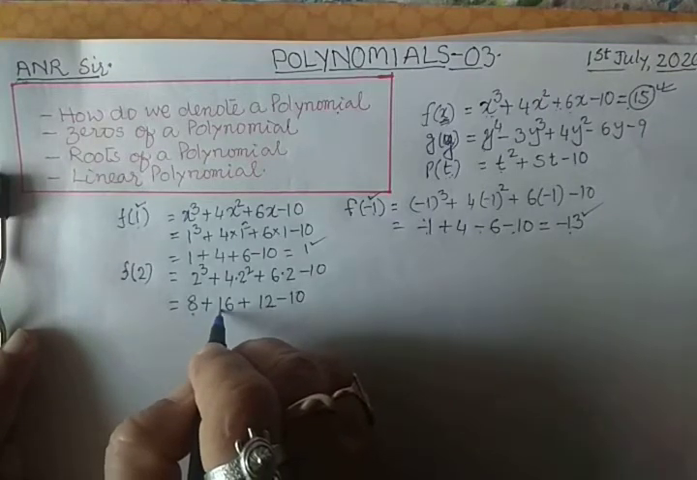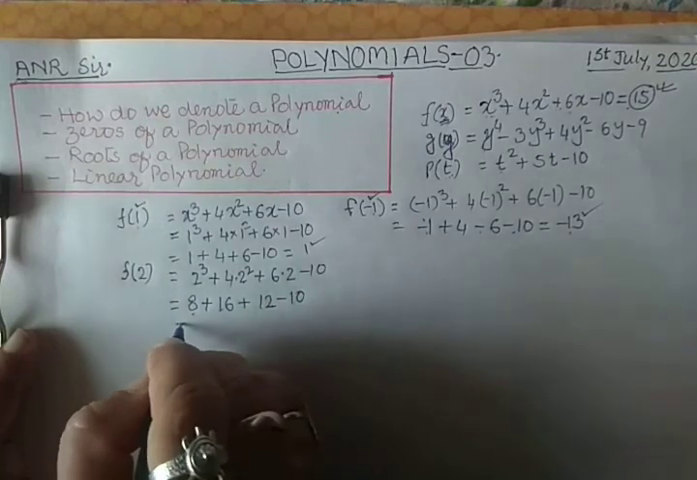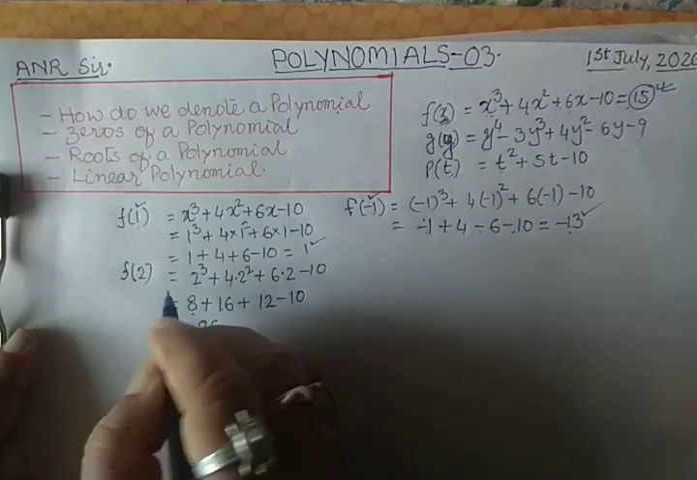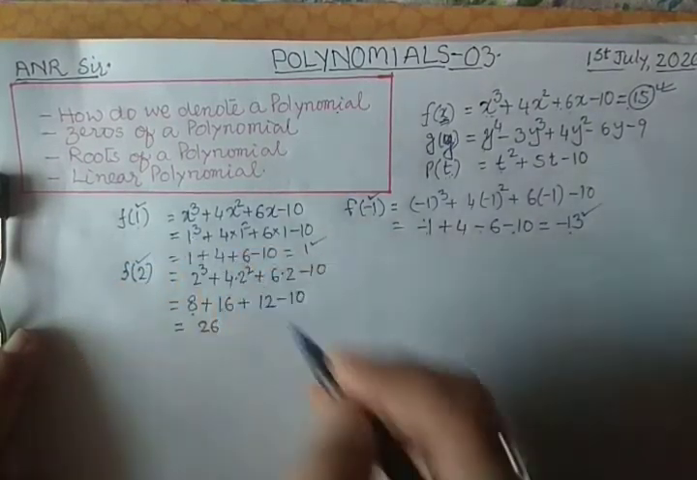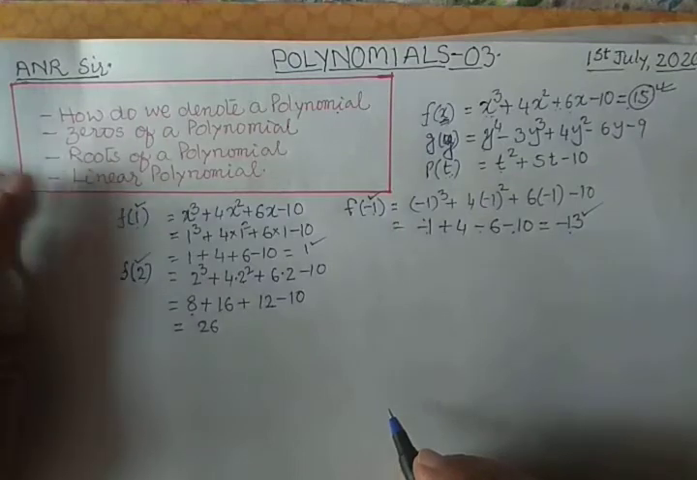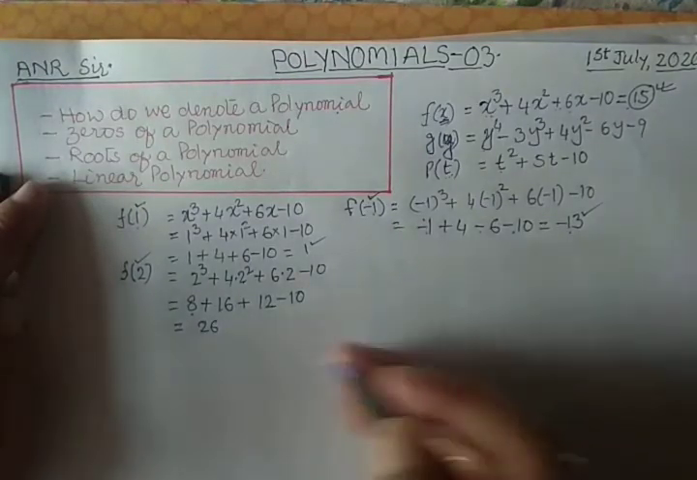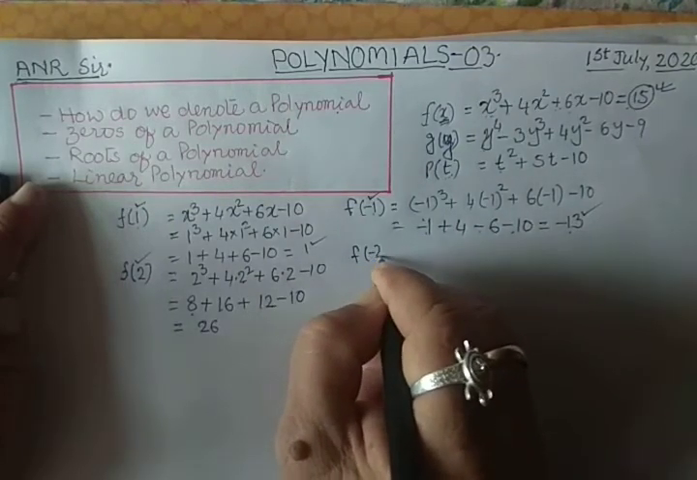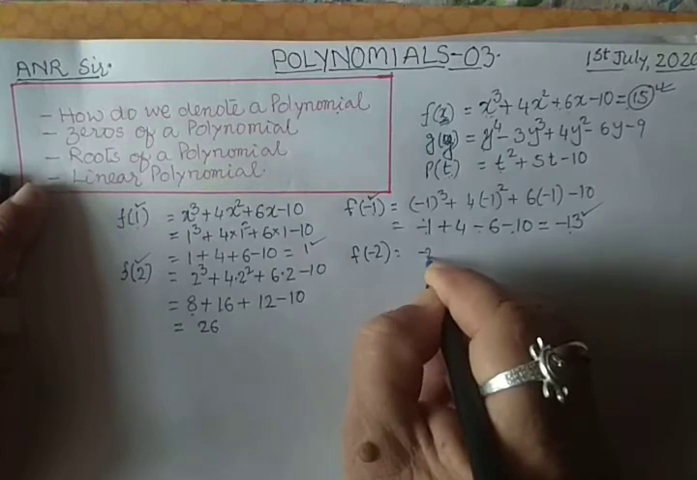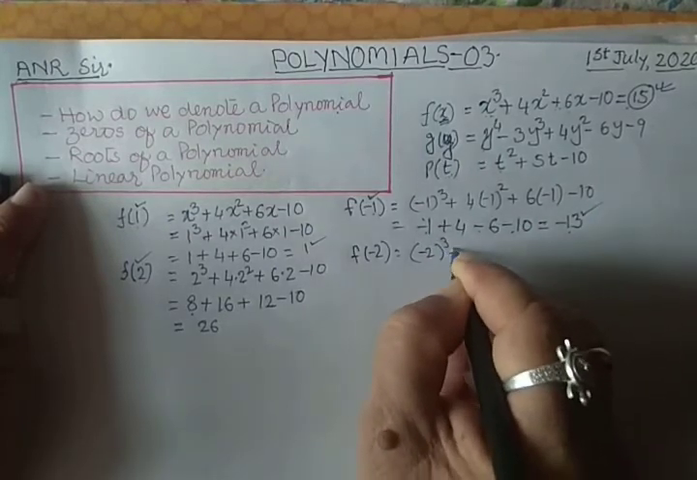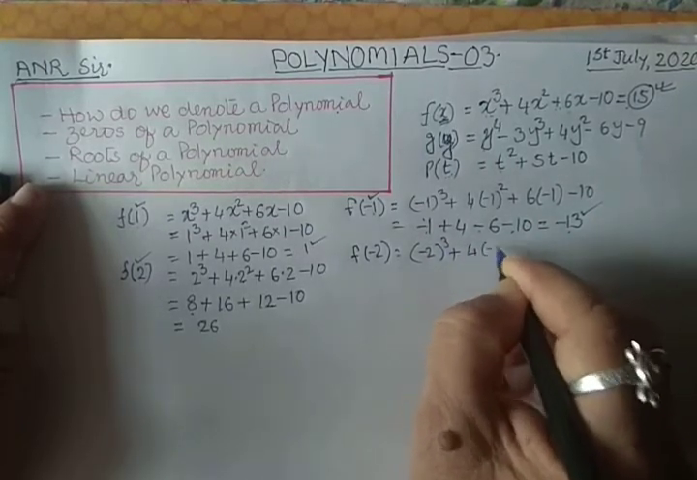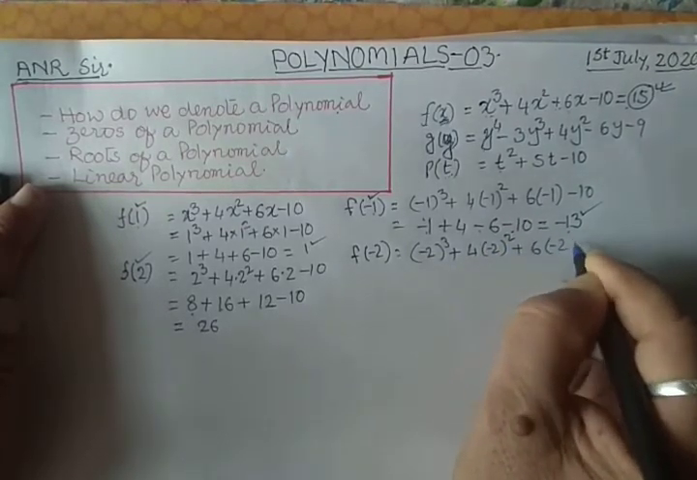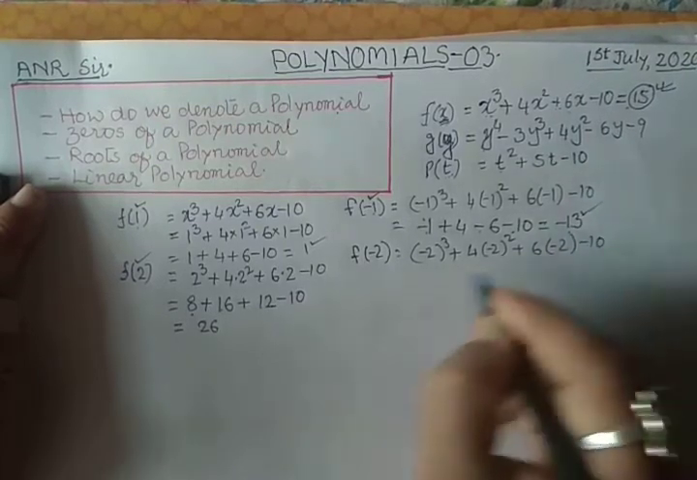Plus the 16, 36 minus 10. 36 minus 10 means what? 26. You got 26 as output when you took 2 as input. So now let us take minus 2 as input. Minus 2 whole cube plus 4 into minus 2 whole square plus 6 into minus 2 minus 10.